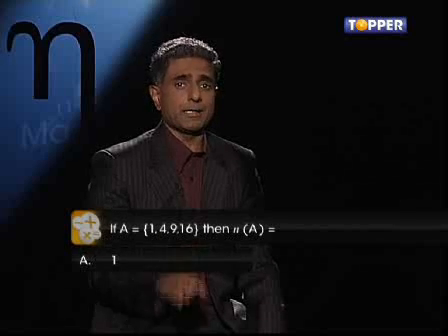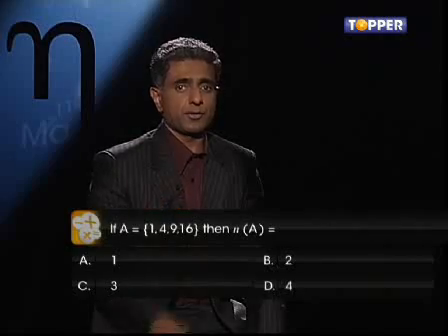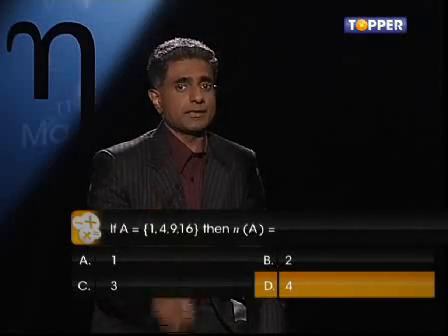If A is equal to {1, 4, 9, 16}, then the cardinality n of A is equal to, your choices are A, 1, B, 2, C, 3, and D, 4. The correct answer is D. That was easy. Try this one.